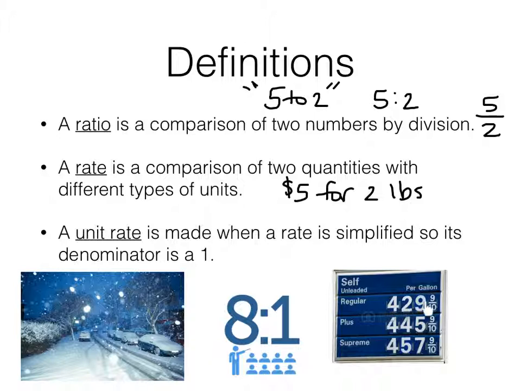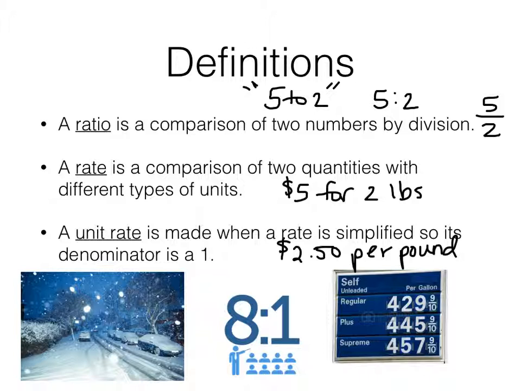Okay, so over here we have the price of gas. So when we say a unit rate, so when we say $4.29 per gallon, we're saying per 1 gallon. That's what that amount is, and that's what a unit rate is. And so you can have a unit rate that can be the cost of gas here. We could go back up here to our example, and $5 for 2 pounds is $2.50 per pound.